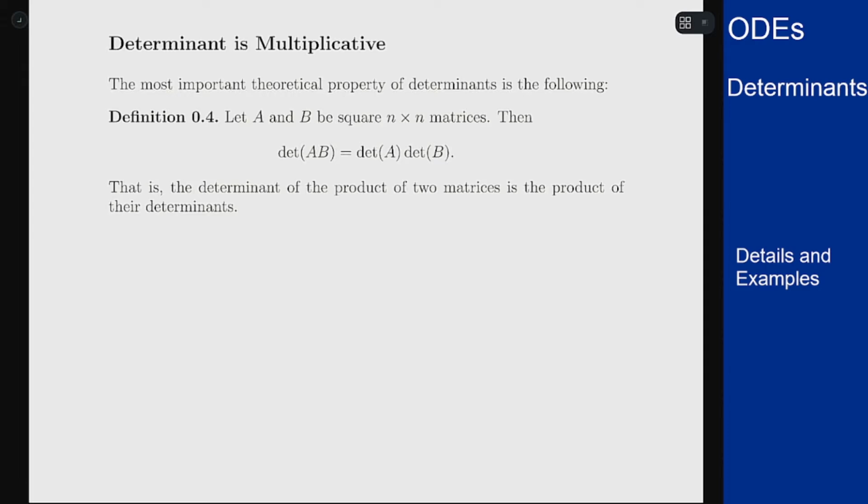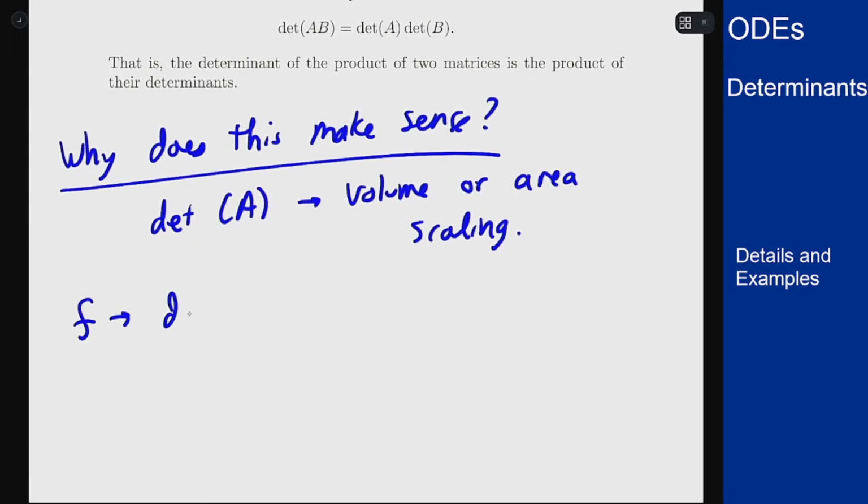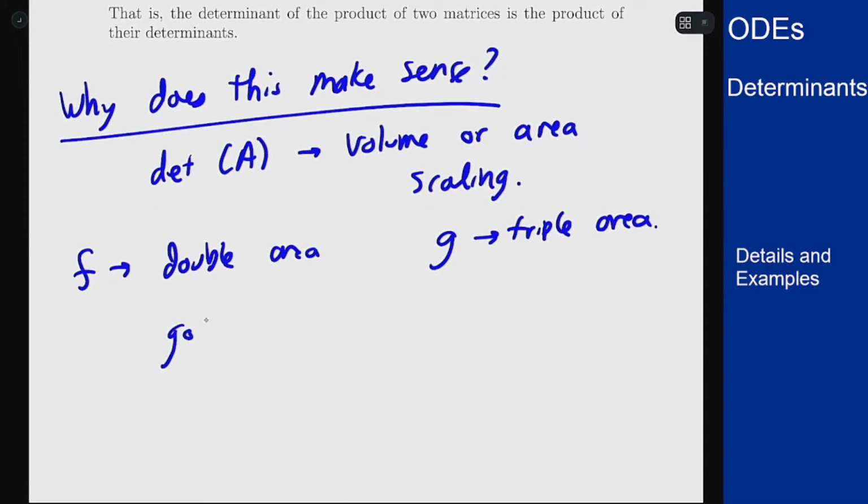So this idea makes sense if you think about the determinant in how it scales areas, and the fact that matrix multiplication is composition of maps. The determinant of a matrix really tells us how multiplying by this matrix scales volumes or areas. So if I have two maps, F and G, say F is going to double the area and G is going to triple it, then it makes sense that if I compose G and F, this map should multiply the area by a factor of 6, because it will double and then triple. It's going to be 6 times overall.